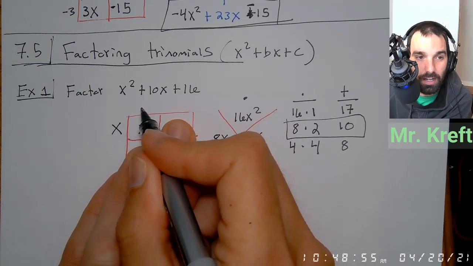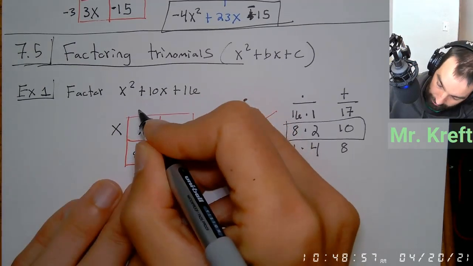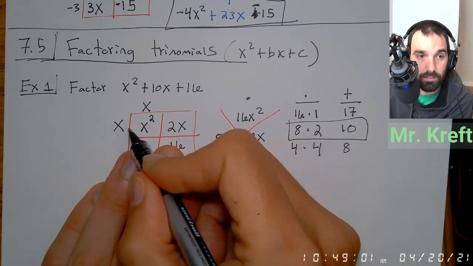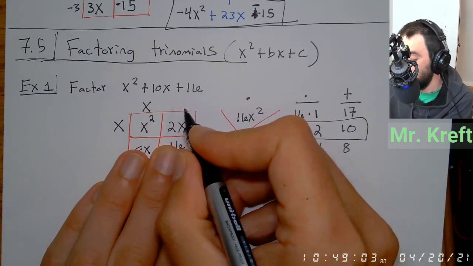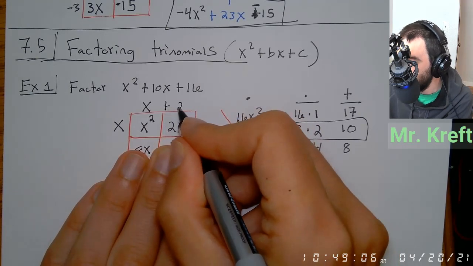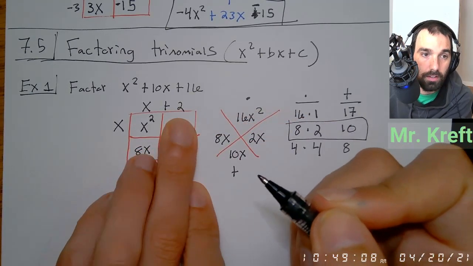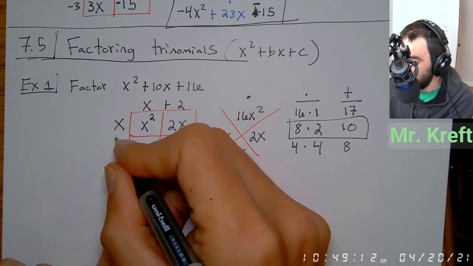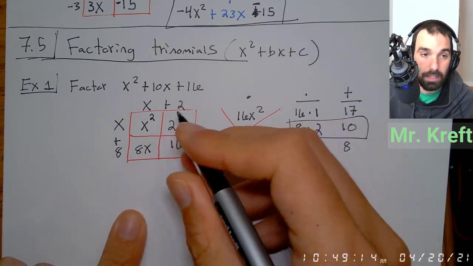So we have to think, x times what gives me x squared? Well, x times x gives me x squared. And then I think, okay, x times what gives me 2x? Well, x times a positive 2 would give me 2x. And then I think, okay, x times what gives me 8x? Well, a positive 8 would give me that.